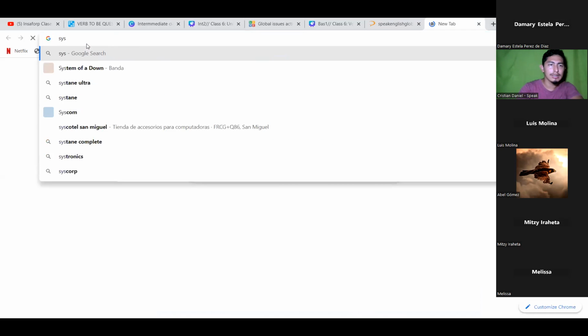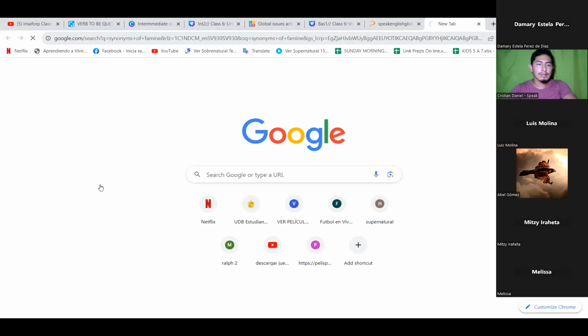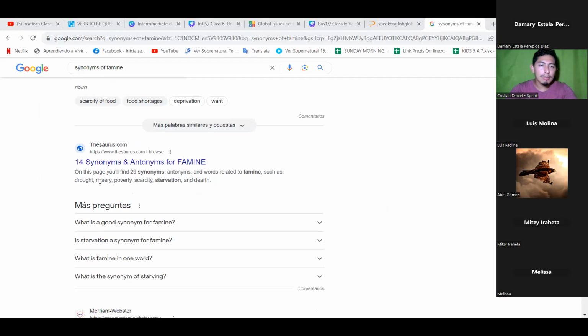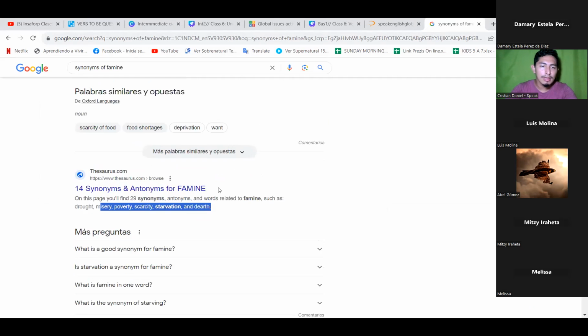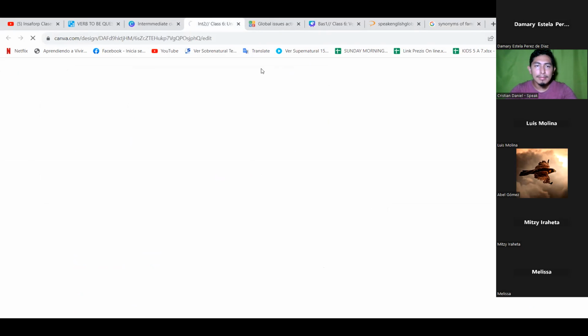Let's look for it. Synonyms of famine. Okay, as you see, these are the synonyms that we have thanks to Oxford Languages. Scarcity of food is one synonym of famine. Some others, as you can see, are misery, poverty, scarcity, starvation, and dearth. But at the end, everybody, it's when people don't have food to eat, that is famine, that scarcity of food. Okay, thank you so much.